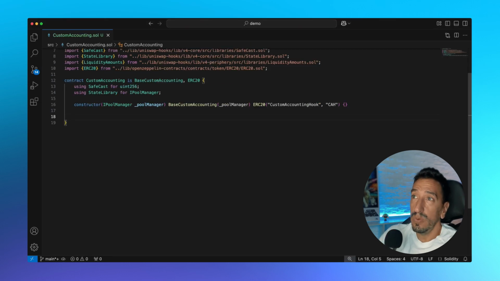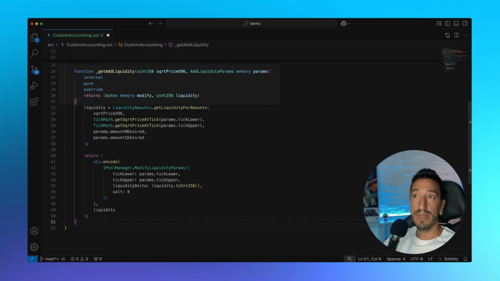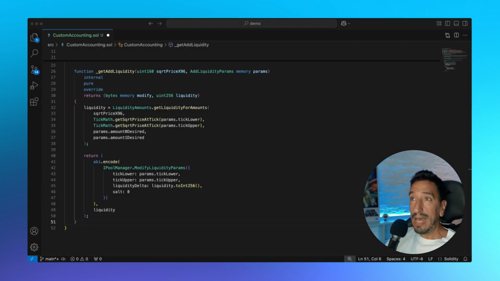To implement our hook, we have to inherit from the base custom accounting and override the constructor and the liquidity token related functions, which are mint and burn. To handle both, I'm using the ERC20 contract from the OpenZeppelin contracts library. Then we have to override the get add liquidity that will be used in the add liquidity function. This code has to define how the liquidity parameters are calculated to indicate the amount of tokens that will be minted. For this example, we are using a library called liquidity amounts that will calculate the liquidity based on the parameters that are received from the function.